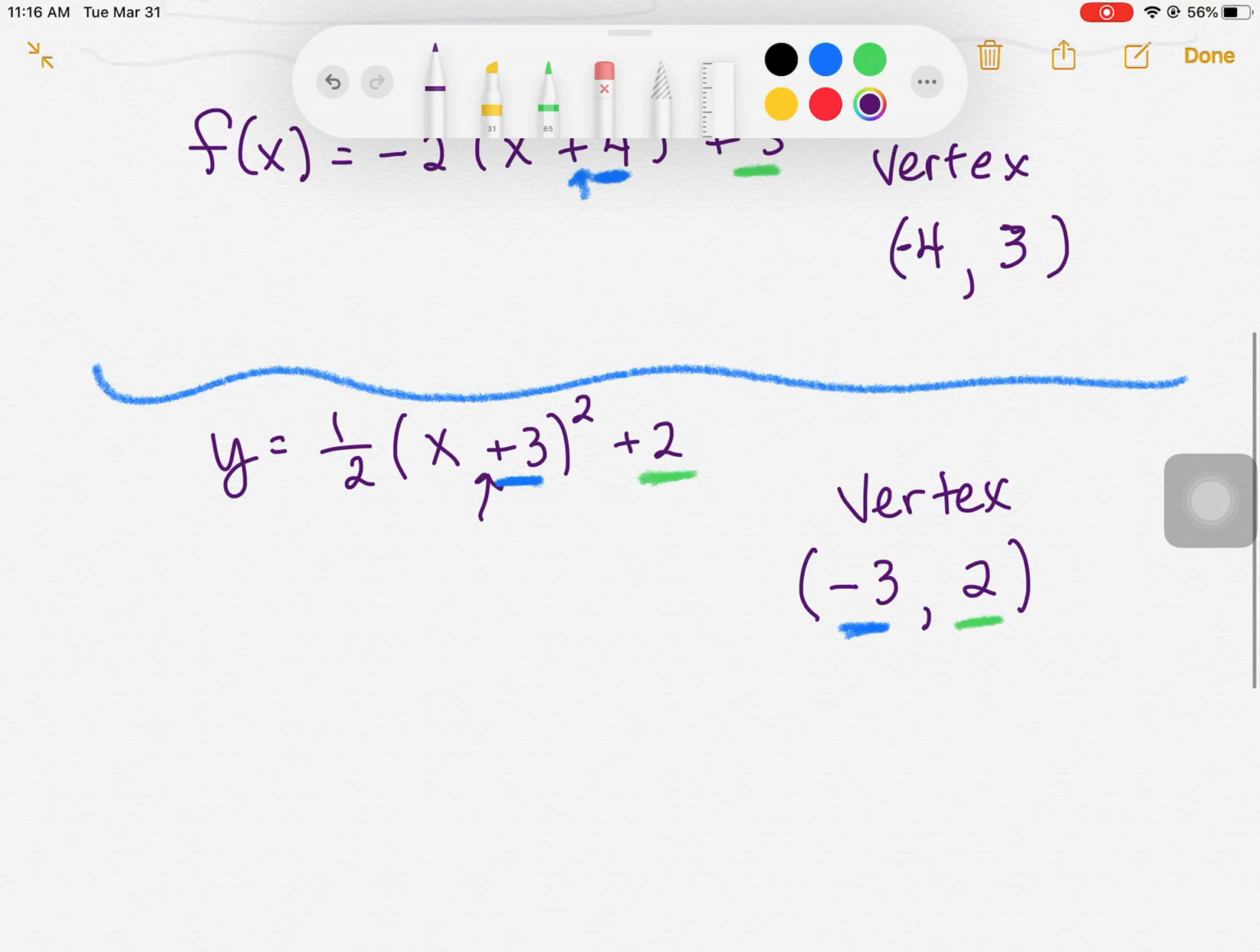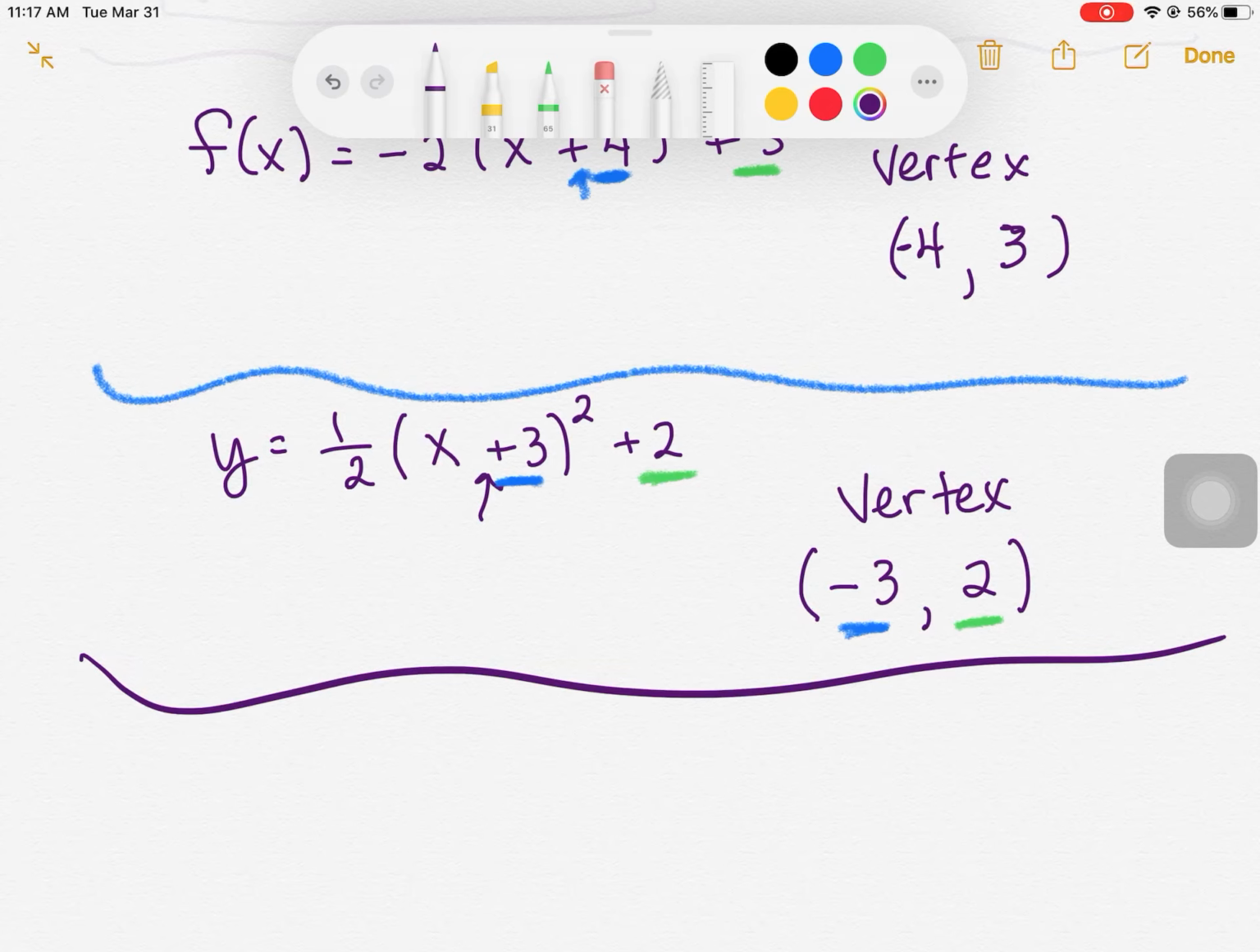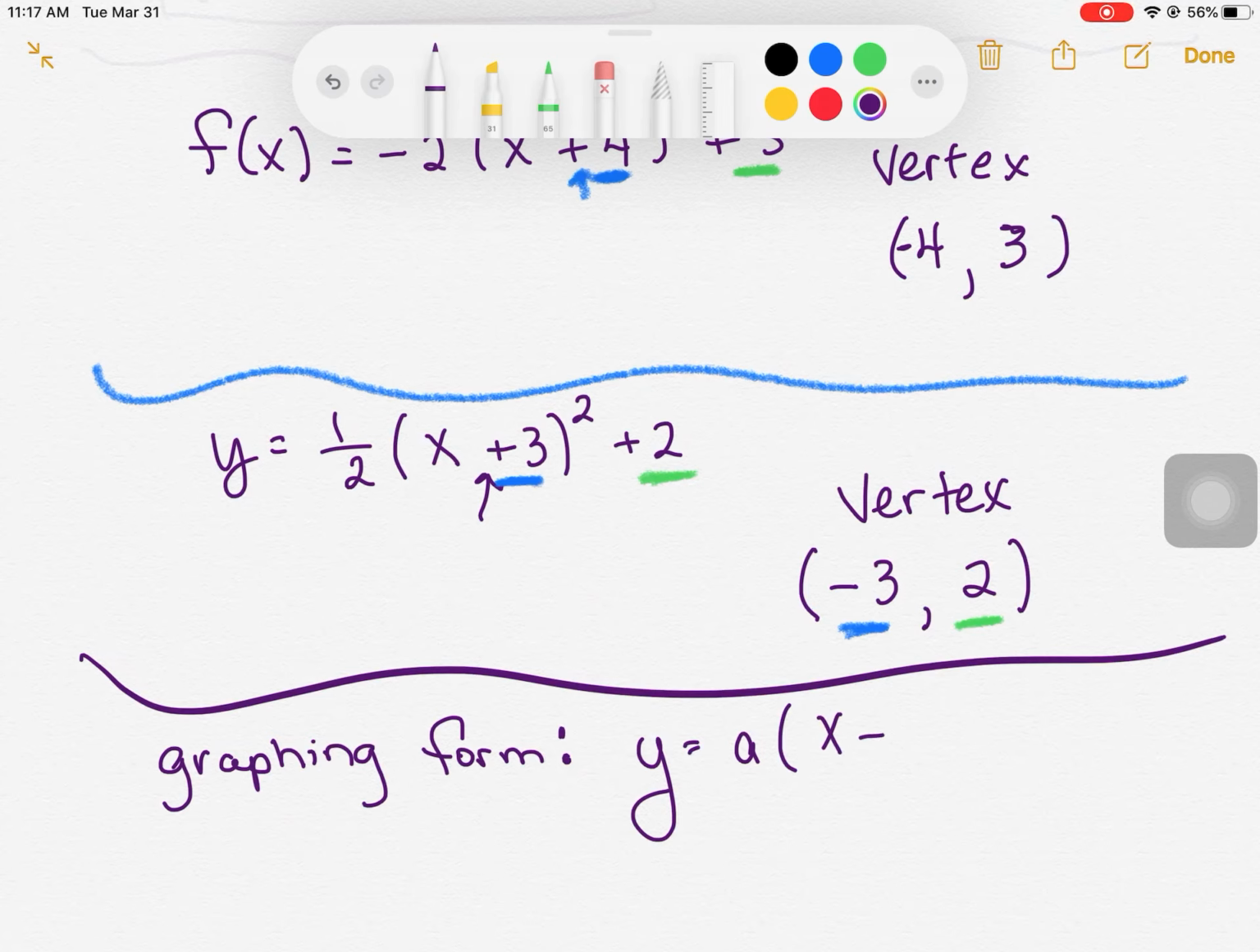All right, so they call this form graphing form. And in graphing form, our equation looks a little different. It looks like this. Y equals a times the quantity x minus h squared plus k, and h, k is the vertex.